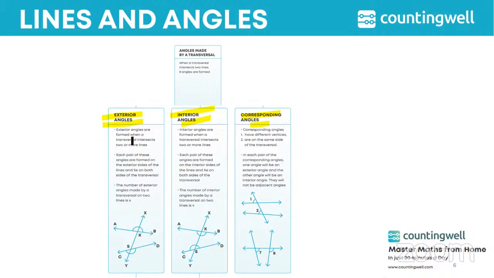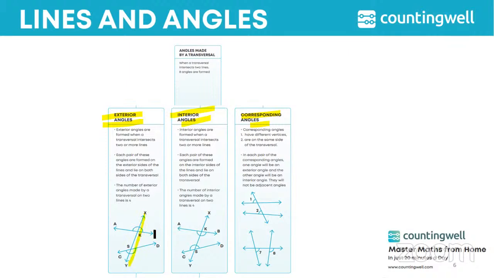So these angles are formed when a transversal intersects two or more lines. So the first thing is exterior angles are formed only when a transversal intersects two or more lines. So at least a transversal should intersect two lines. Then each pair of these angles are formed on the exterior sides of the lines and lie on both sides of the transversal. So first of all, you should identify which one is a transversal.